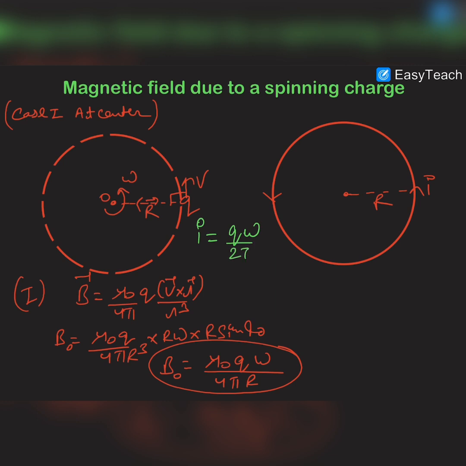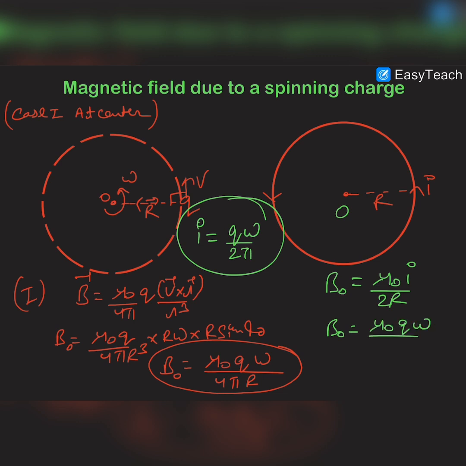by 2 pi. And we know that the magnetic field due to a current carrying loop at the center is mu naught I by 2r, and if I substitute the value of I as q omega by 2 pi, then magnetic field will be mu naught q omega by 4 pi r, which is exactly matching with the previous result.